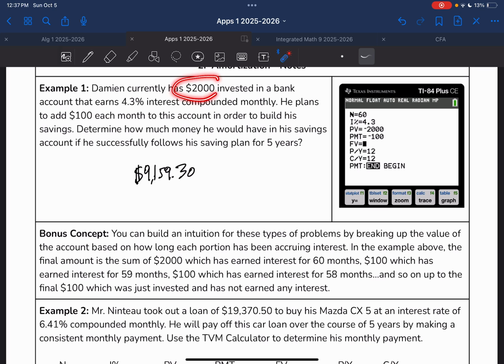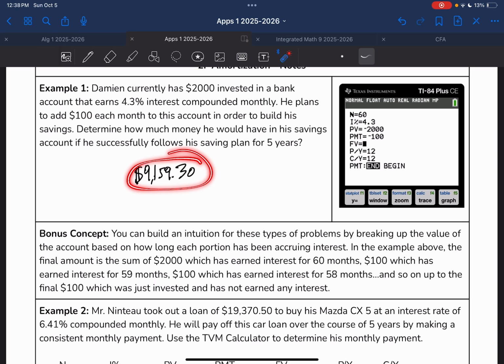So that initial $2,000 is accruing interest for the entire 5 years. Then there's also the first $100, which earns interest for 59 months, right? It doesn't for that first month, but it does for the rest of the 5 years. And the second one for 58 months, and then so on, all the way up to the final $100, which was just invested at the end of that 60th month, and so it has not earned any interest yet.